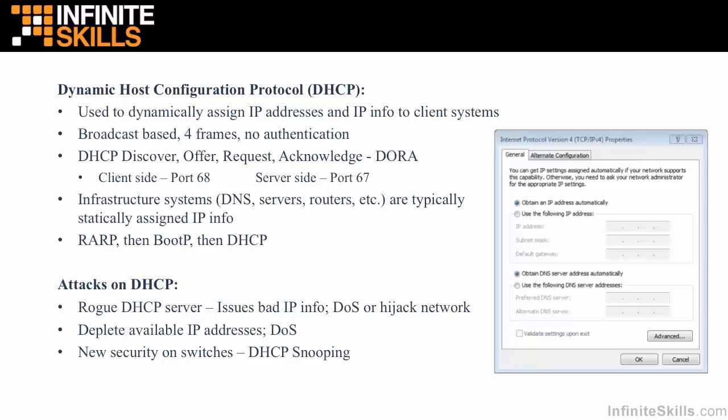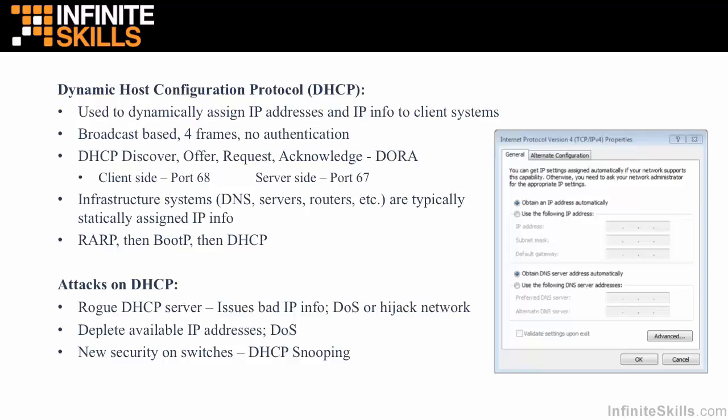And snooping would allow us to configure the one port on the switch that the DHCP server lives on. And if any other port on that switch provides a DHCP offer, the switch will simply discard that frame and will not forward it to anybody. So DHCP snooping will isolate the only authorized DHCP server to defend against the rogue DHCP server attack.